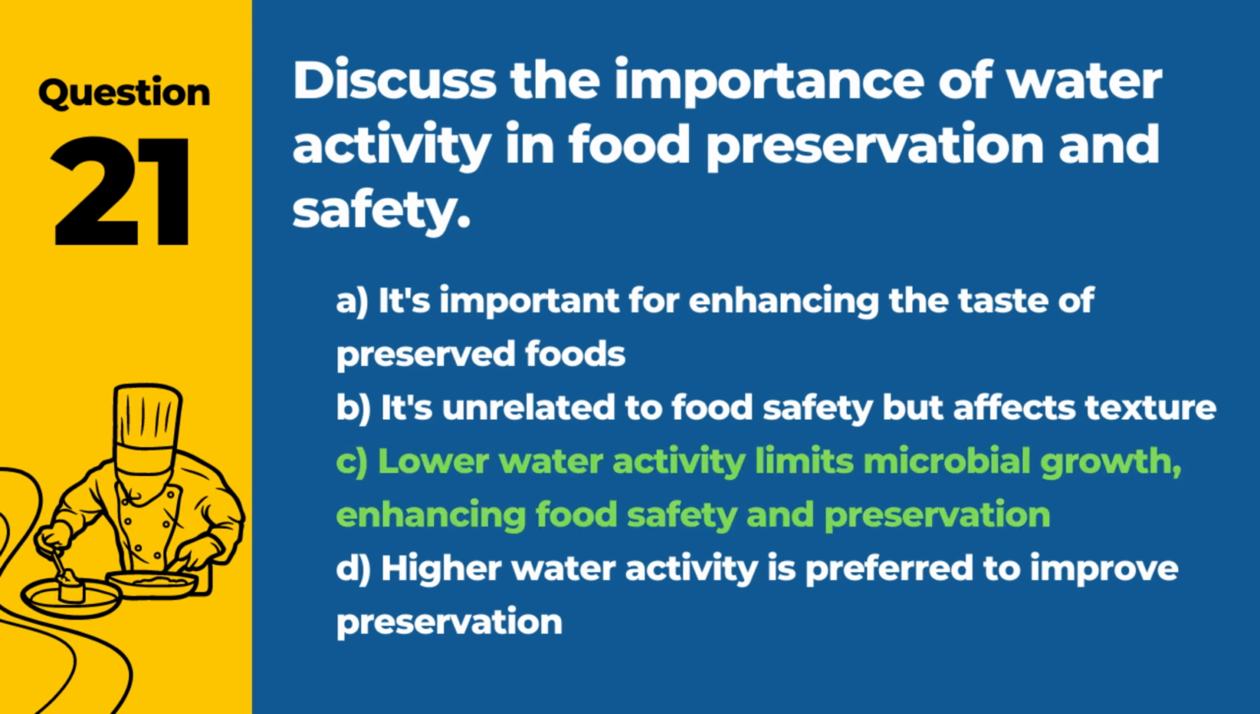Answer: C. Lower water activity limits microbial growth, enhancing food safety and preservation. Water activity influences microbial growth. Lower levels can inhibit growth, making it crucial for food safety and preservation.